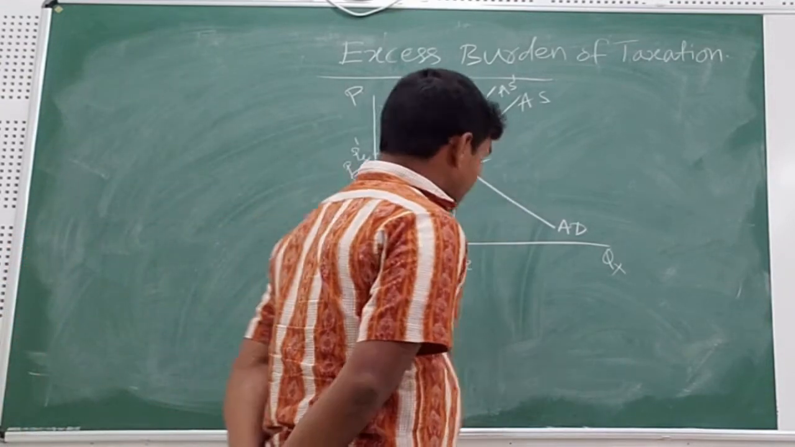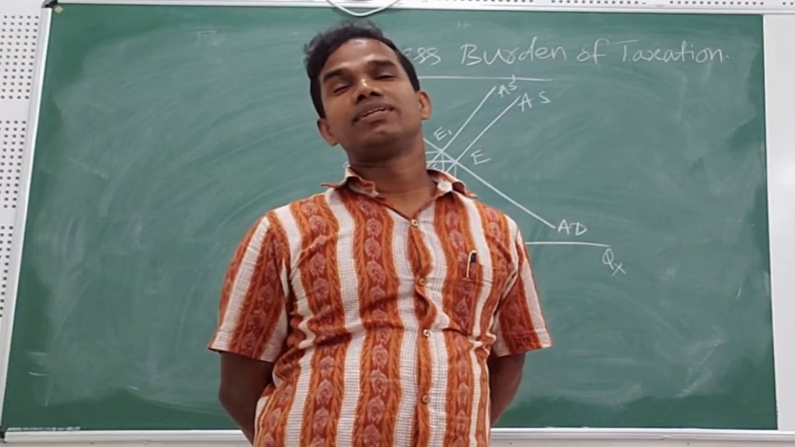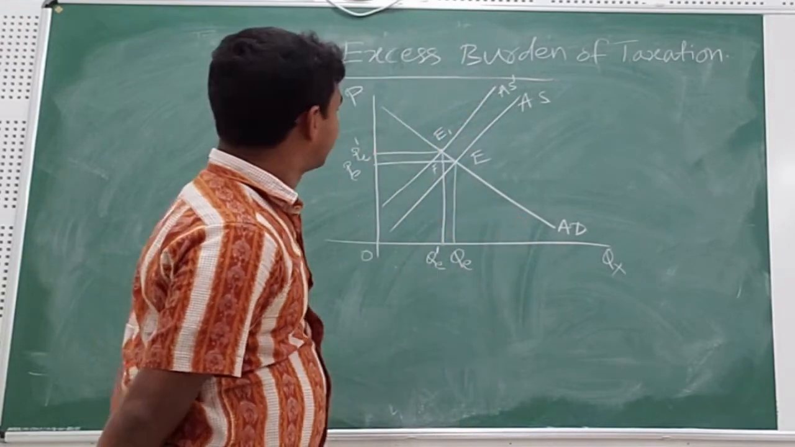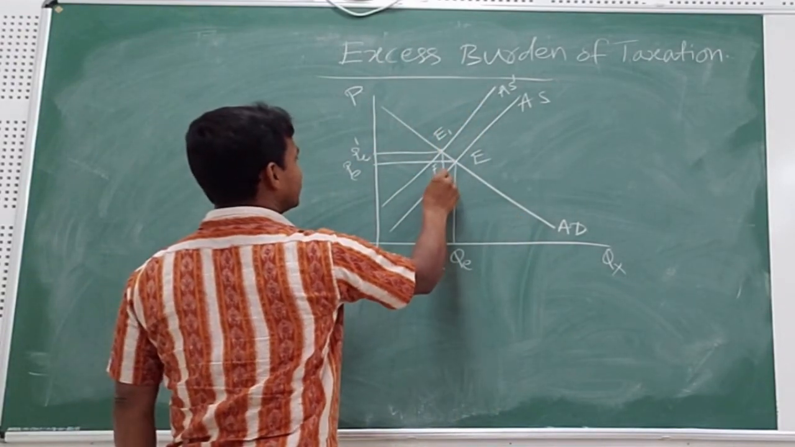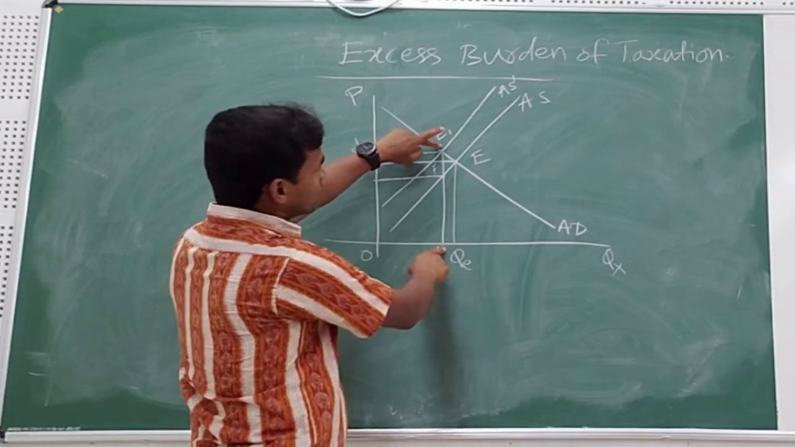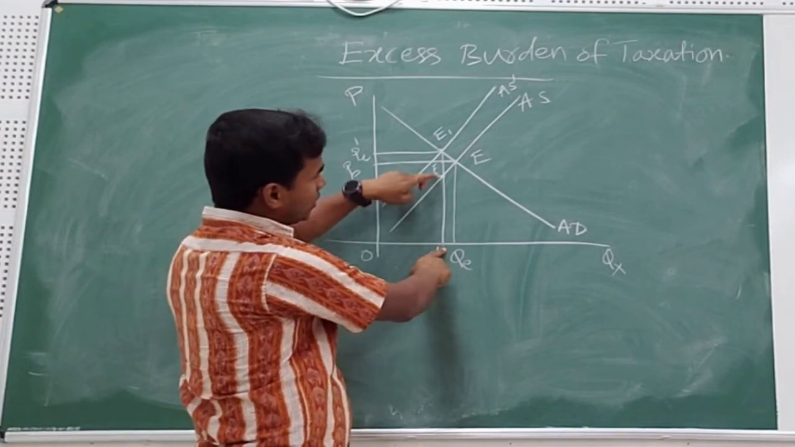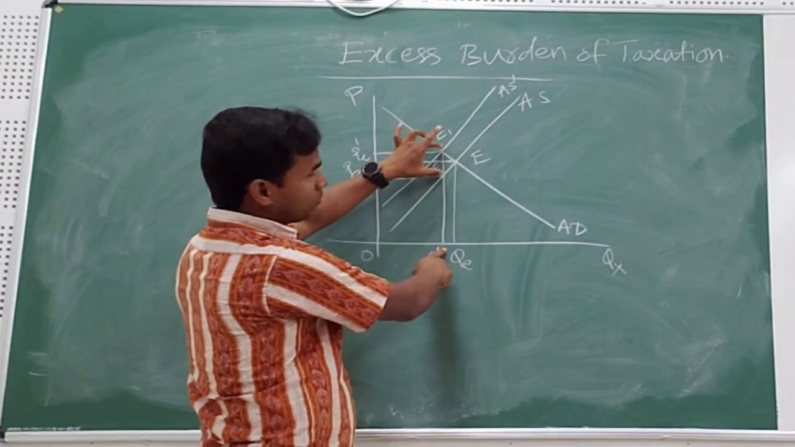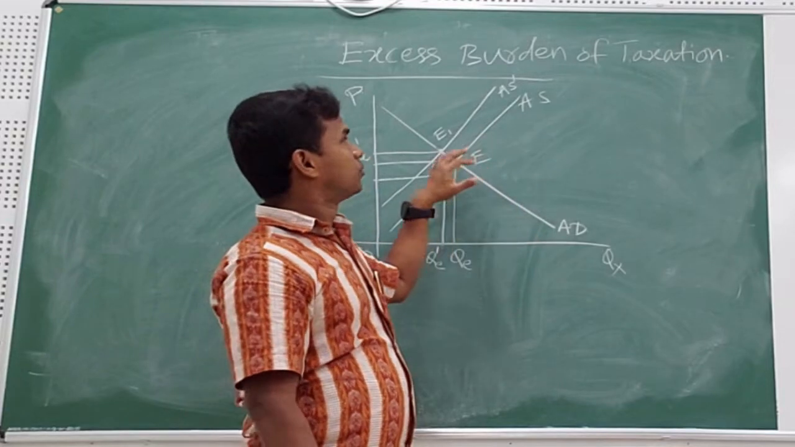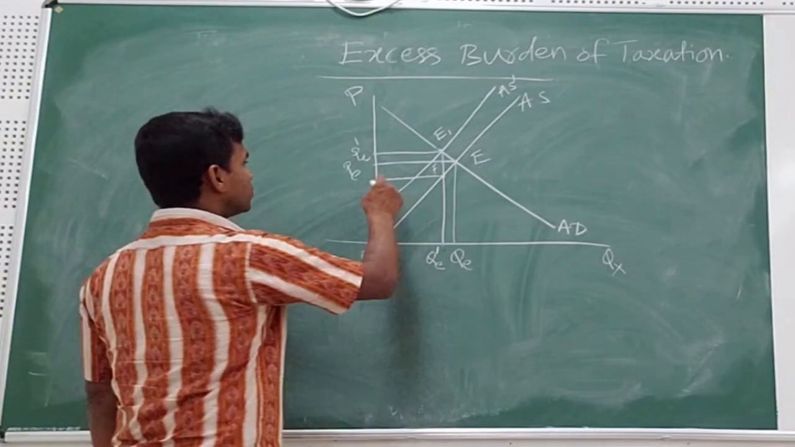So now how much tax is collected? The tax amount is the gap between the two supply curves, isn't it? This is the cost of production. Earlier, the cost of production for this quantity used to be this amount. Now the cost has gone up this much. So the tax amount is this. You should remember that when a tax is imposed, the vertical gap between two supply curves is the tax amount.